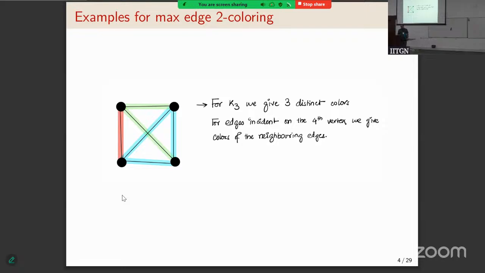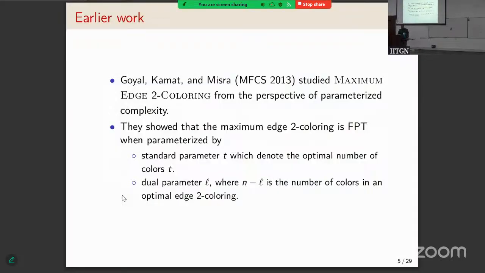One big thinking exercise would be what would be at least an upper bound on Km. The earlier work is inspired from Goel, Kamat and Mishra, an MFCS 2013 paper. They discussed an FPT algorithm based on 2 parameters for this coloring problem. One is the standard parameter and the other is the dual parameter.